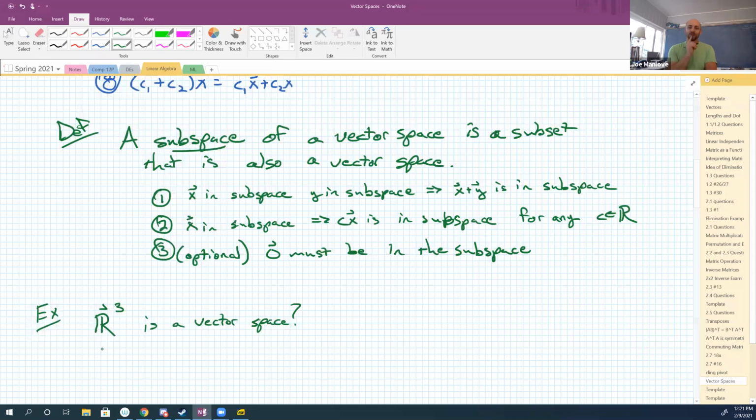Okay, so is R3 a vector space? It really better be, right? If it's not, I probably need to revisit my definitions, because I've been talking about it like it's a vector space this whole time. In fact, I'm sure I've said three-dimensional vector space before. So let's just check and make sure that all these things work.